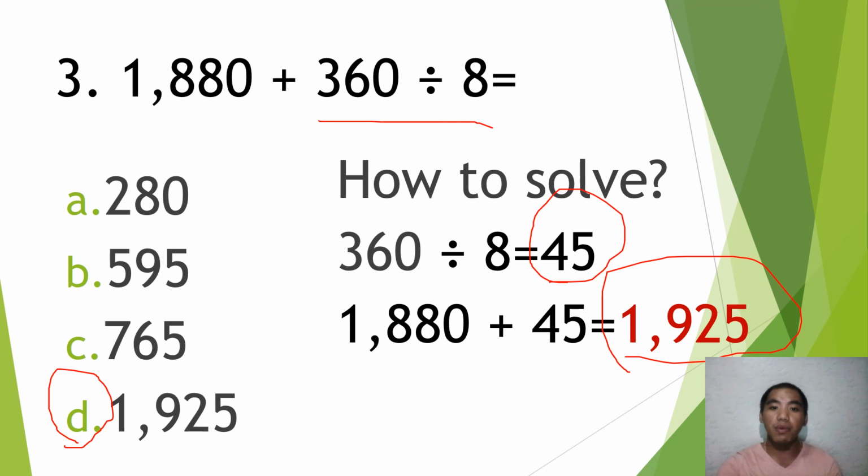So 1880 plus 360 divided by 8 is equal to 1925. Again, if you are going to solve a problem with combined operations, do first the multiplication and then division and then addition and then proceed to subtraction, or what we call MDAS. Understood?